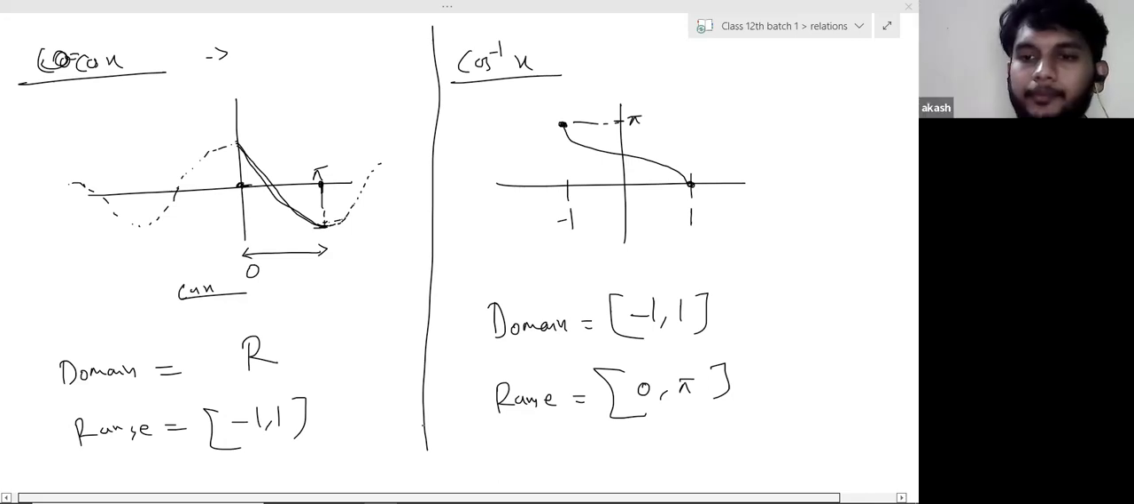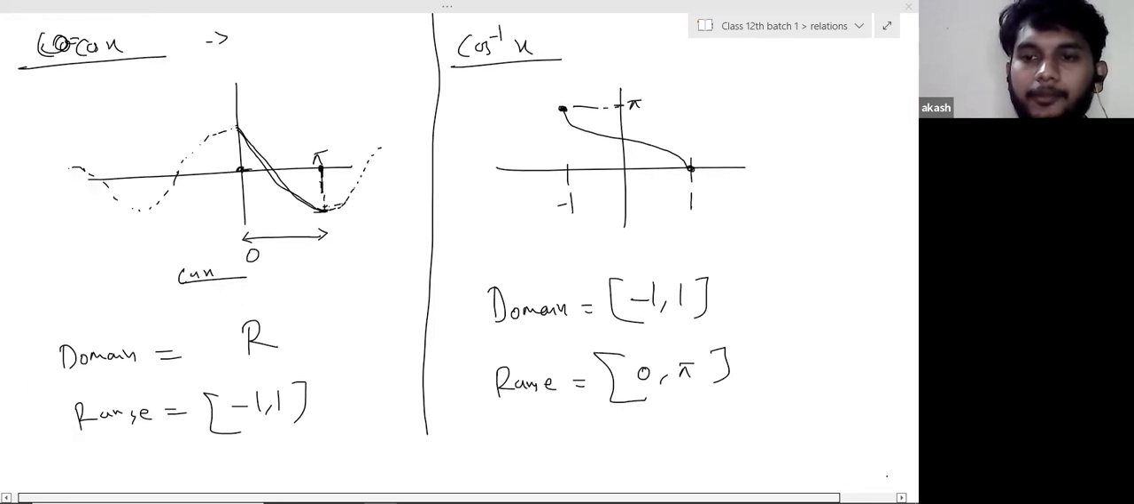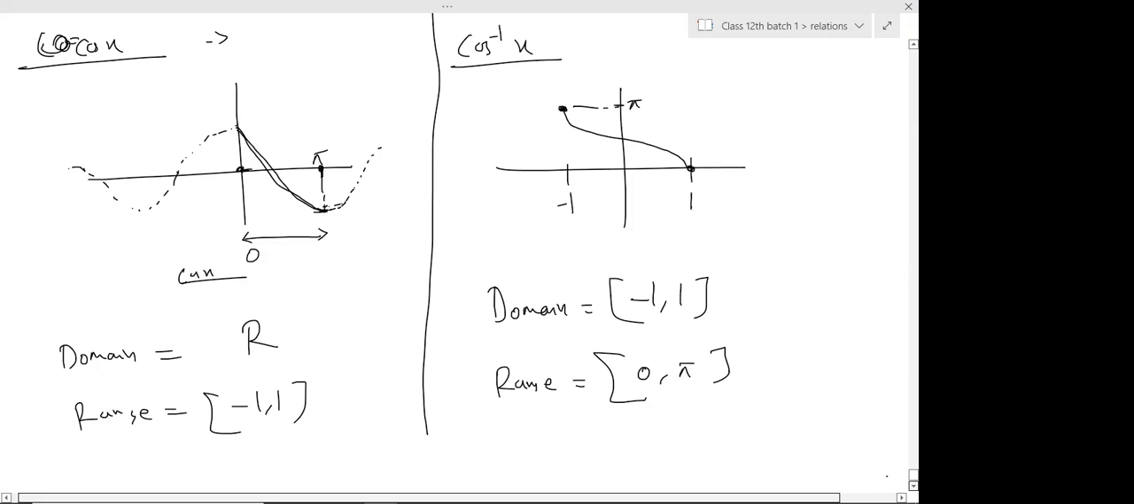Done, everyone? Everyone done this graph? Yes, sir.